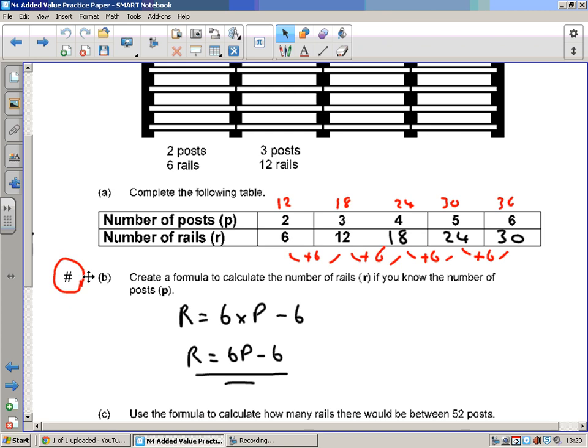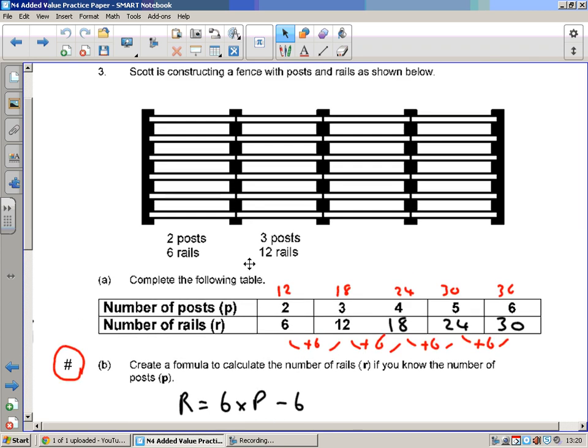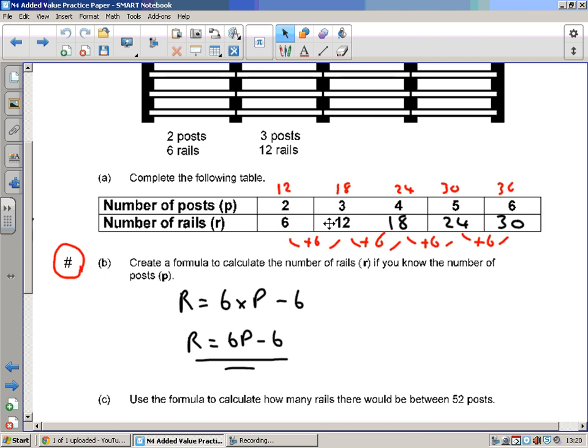Part B, the problem solving mark. Create a formula to calculate the number of rails R if you know the number of posts P. So the number of posts is increasing by 1, and the number of rails is increasing by 6 each time. So I'm looking at these numbers here, making sure they increase by 6, which they do. And I say to myself, which times table increases in 6s? That's the 6 times table.